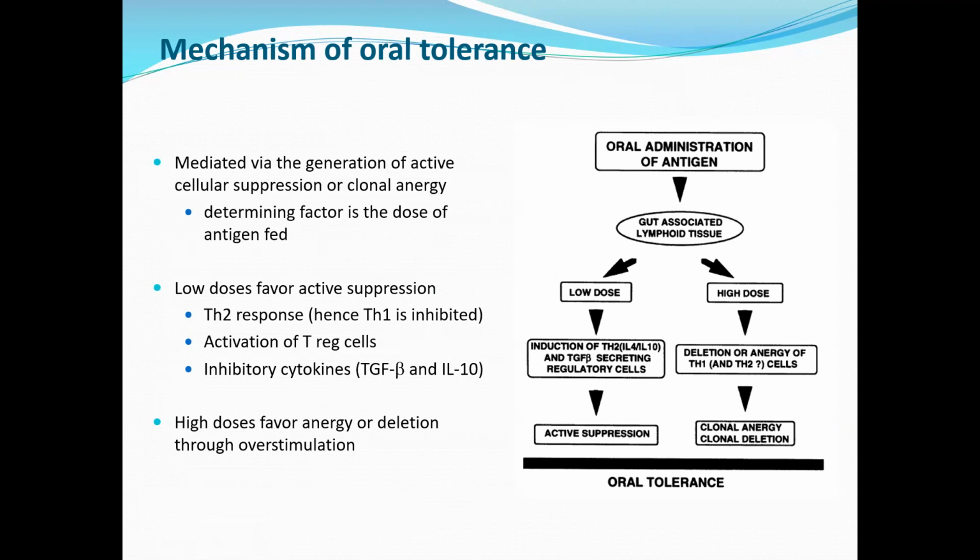Another way of inducing tolerance is to give the animal large doses of the antigen. And this other type of tolerance is the result of deletion or anergy as a result of too much exposure to that antigen.